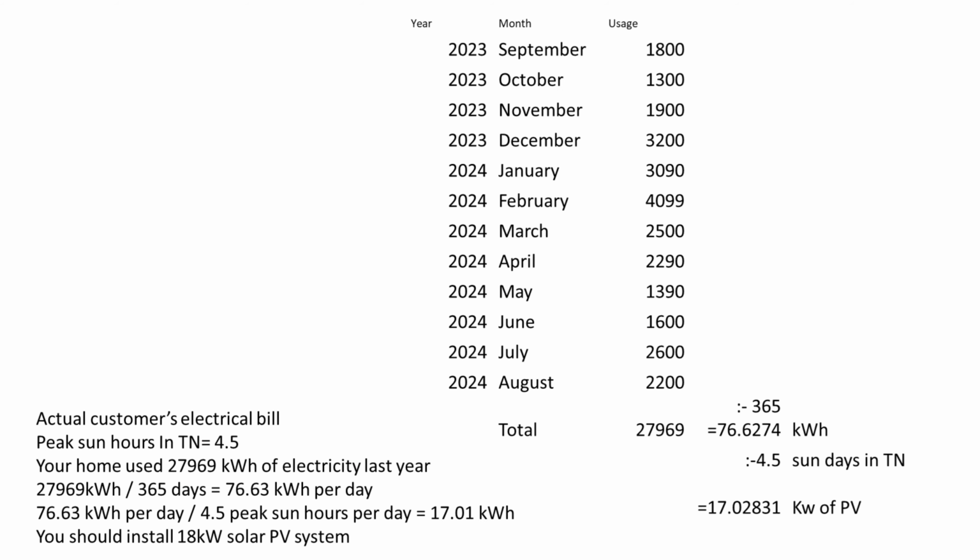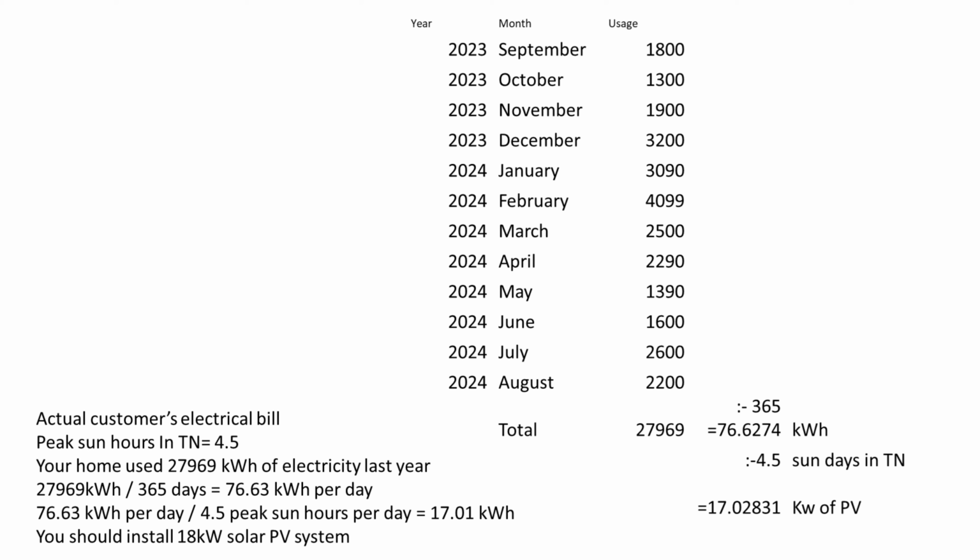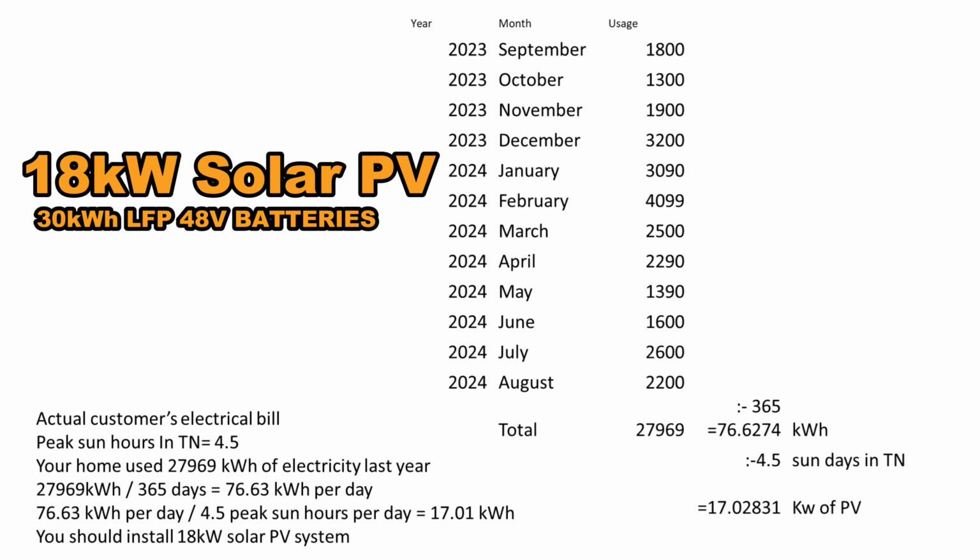To find the total usage for the year, I added up the months from September of 2023 to August of 2024 and came up with 27,969 kilowatt hours of usage, then divided that by 365 days, which equals 76.63 kilowatt hours of usage per day. Then based on the sun hours for the state of Tennessee, which is 4.5 hours, we divided 76.63 kilowatt hours by 4.5 sun hours per day and came up with 17.01 kilowatts. So they would need an 18 kilowatt solar PV system with batteries in order to basically eliminate their electrical bill.